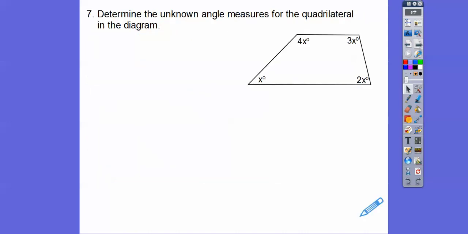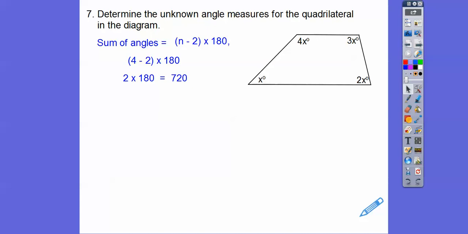So determine the unknown angle measures of the quad. This sure looks like a trapezoid, and we haven't really studied trapezoids yet, so we don't know if it is or not, but what we do know is a quadrilateral has 4 sides, so we do n minus 2 times 180. Here it's 4 minus 2 times 180. That tells us what all the angles add up to, which is 720.